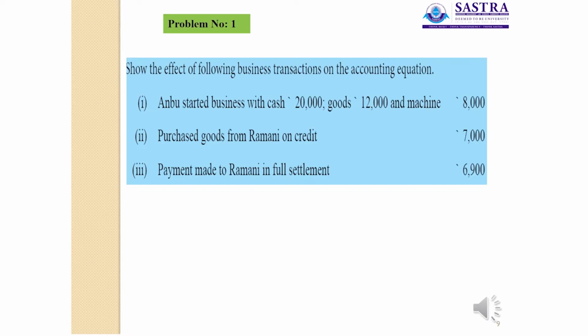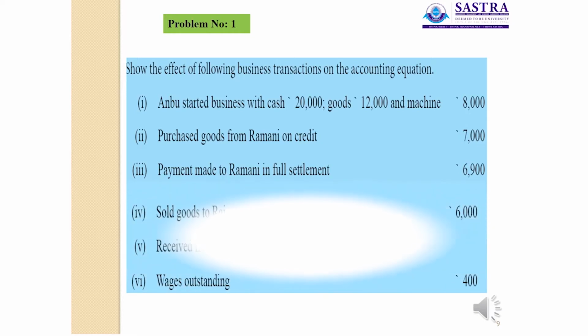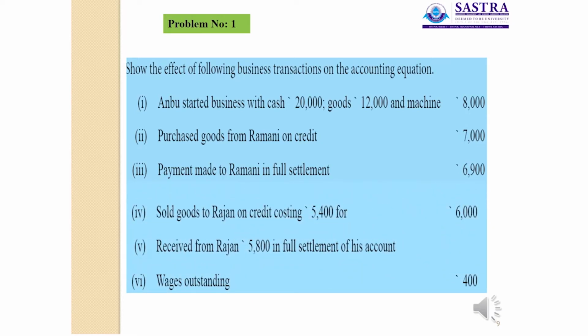Next, payment made to Ramani in full settlement rupees 6,900. Sold goods to Rajan on credit, costing rupees 5,400, for 6,000. Next, receipt from Rajan rupees 5,800 in full settlement of his account. Last transaction is wages outstanding rupees 400. Here, for the first transaction, Anbu started business with cash. First you have to identify what accounts are involved in this transaction.